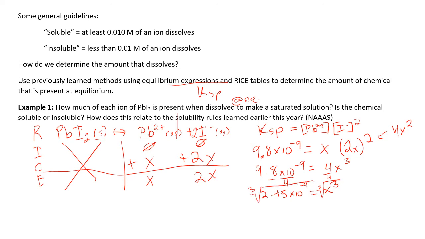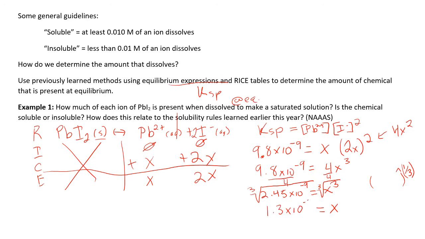If you're not sure how to do that in your calculator, a very easy way to do it is take your 2.45 times 10 to the negative 9, take that value and raise it to the 1/3 power. So you'll hit the little caret key, and then I would put this in parentheses and raise it to the 1/3 power. That's an easy way to find the cube root of something. So our x value is equal to, I got 1.3 times 10 to the negative 3rd.